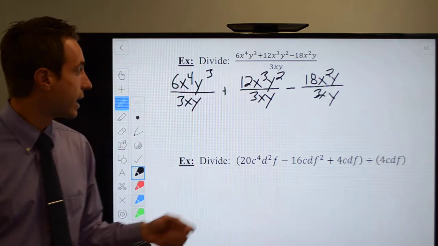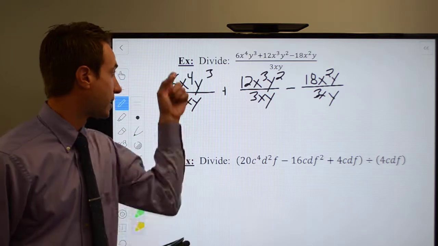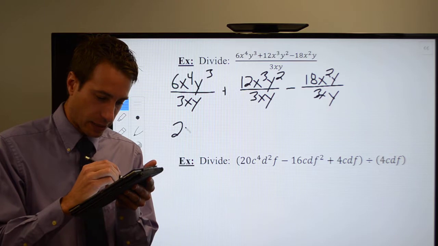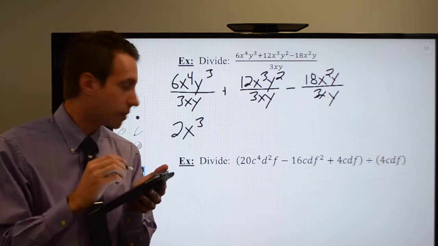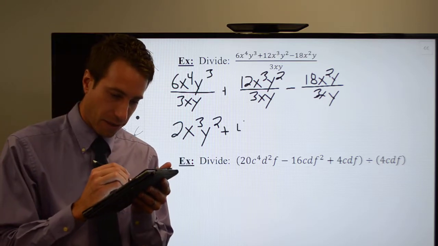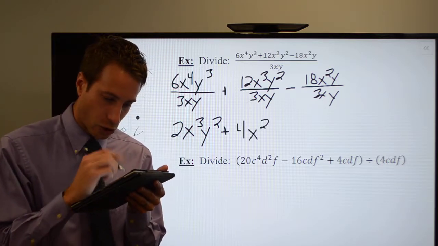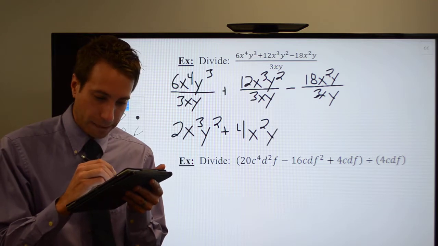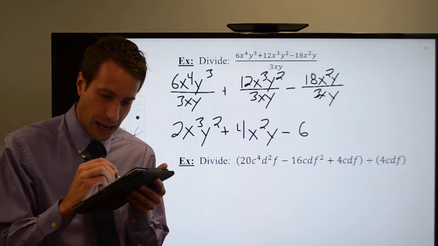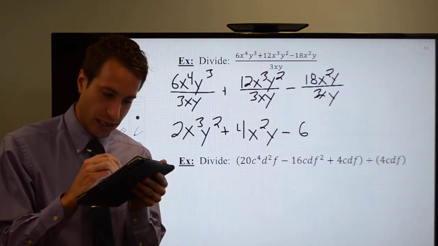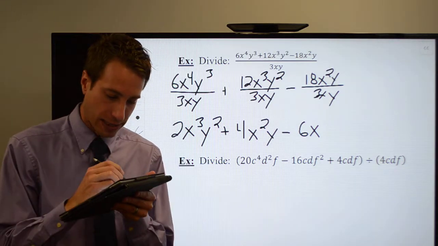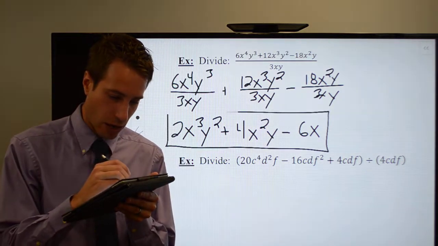Okay, here we go. Let's go ahead and cancel, simplify as much as we can. 6 divided by 3 is going to be 2. X to the fourth divided by x leaves me with an x cubed, and y cubed divided by y leaves y squared. Awesome. 12 divided by 3 is going to be a 4. That's going to leave me with an x squared and a y. And then negative 18 divided by 3 is going to be a 6. X squared divided by x leaves me with just an x, and y divided by y, the y's will cancel each other out. I don't have any y's left, and there is my new polynomial.